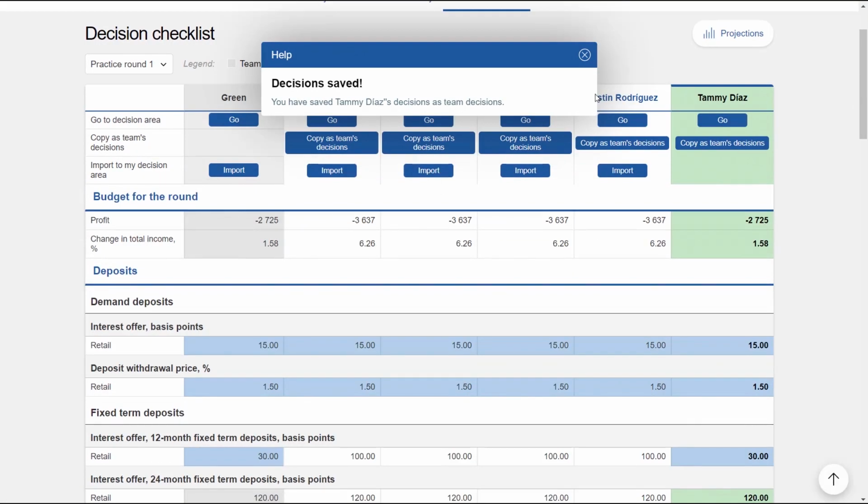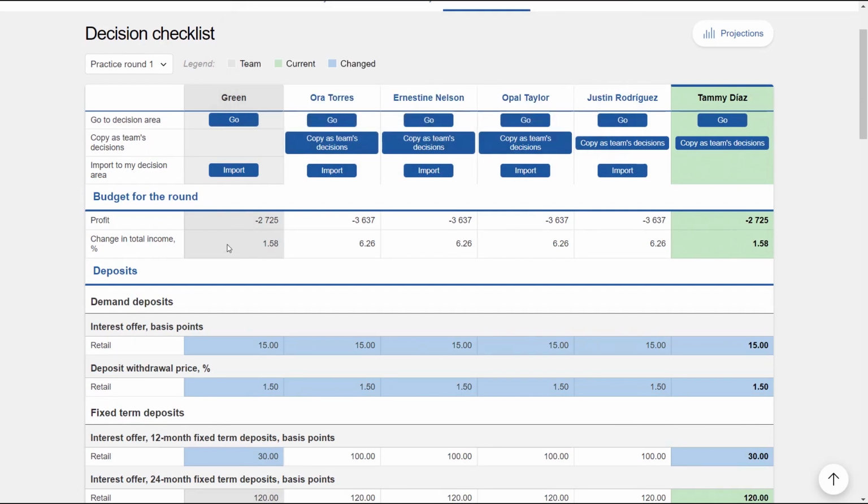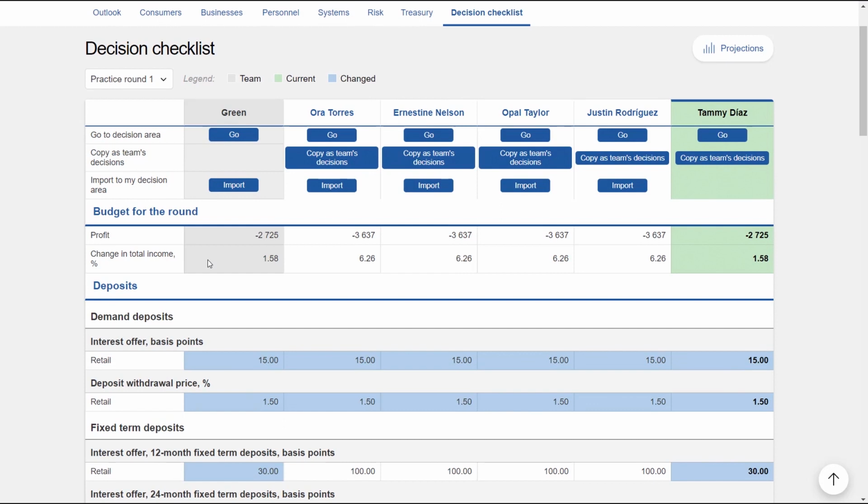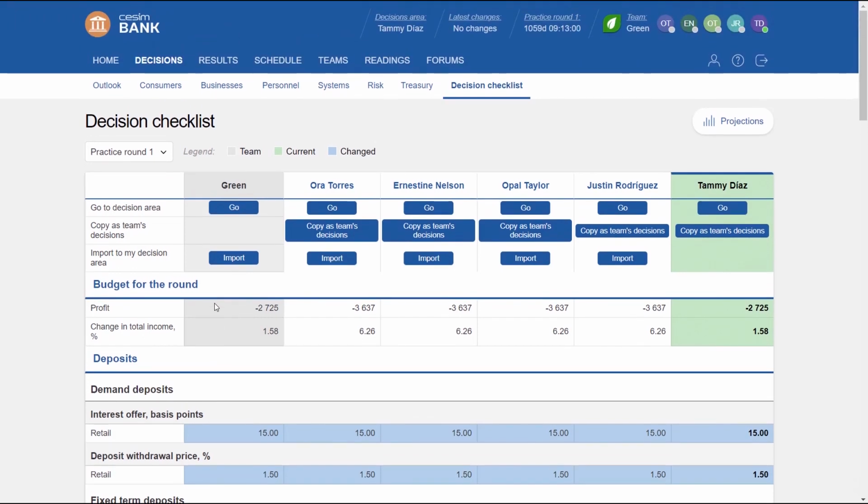All the numbers from Tammy's column have been included here in the team column, and whatever I have in this team column at the time of the deadline will be recorded as the decisions for my team. Then the system compares all the different teams' decisions and calculates the results, which can be seen in the results section. By using this Go button, you can also step into decision-making areas of the other team members. Me as Tammy, I could step into Justin's area and see what he's been doing. But more often, the Go button is used for the team decisions.